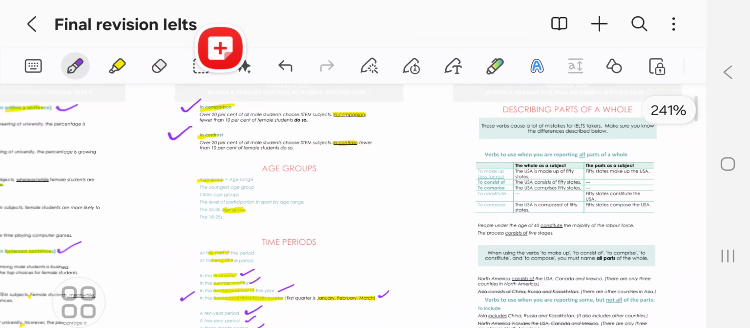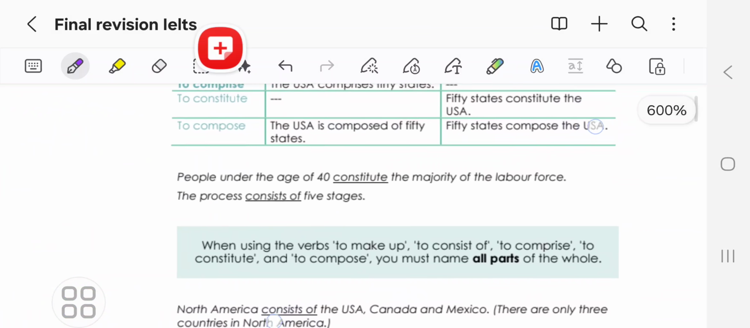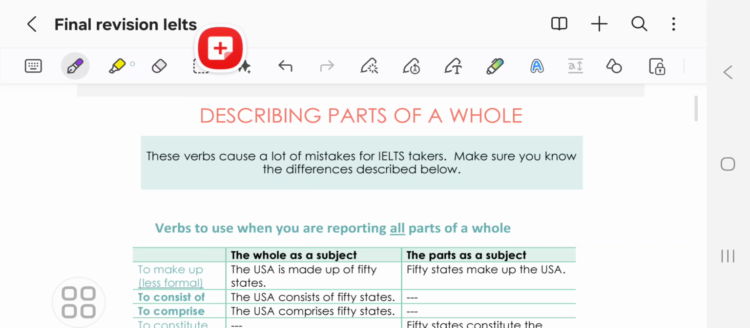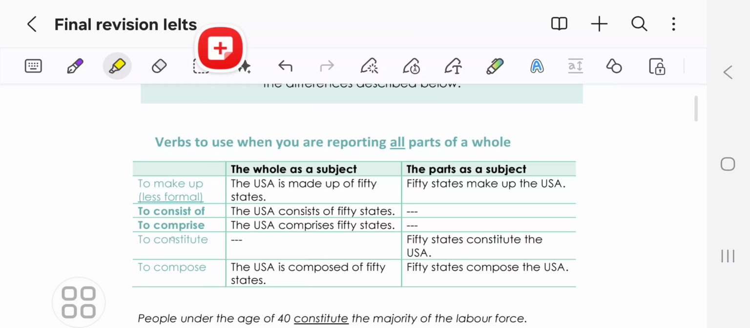And then after that you have describing parts of a whole, so we're going to talk about that. There are some verbs that cause a lot of mistakes for IELTS takers. Make sure you know the difference between them. These are verbs such as: to make up, to consist of, to comprise, to constitute, to compose. These words cause a lot of mistakes. Basically, when we are writing a report, we understand all parts of a whole. For example, the whole as a subject, the part as a subject.